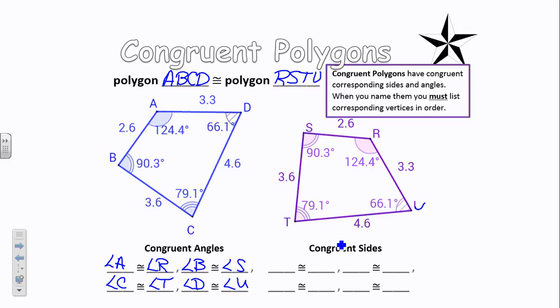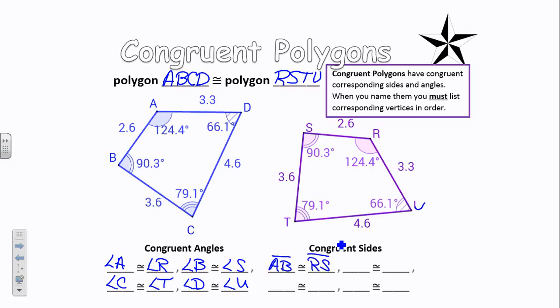So again, we could go here and we could say, well, let's see, this one's 2.6 and this one's 2.6, right? And I could list them. But let me show you the shortcut. The faster way says, look here and say, guess what? Segment AB is going to be congruent to segment RS because they were both listed first. Okay? So don't forget your segment mark. And segment AB was congruent to segment RS.